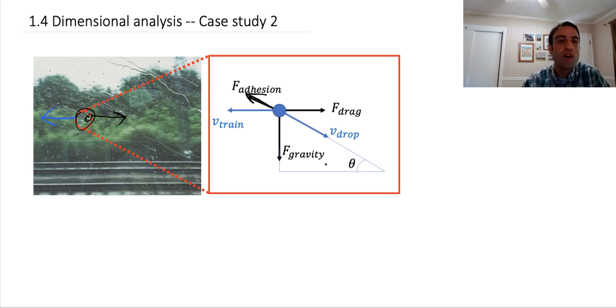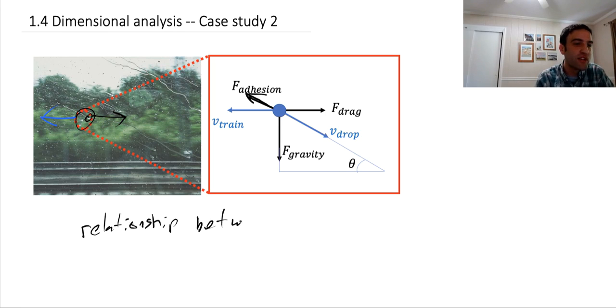So what we want to understand in this case study is, what is the relationship between the speed of the train, which I'll just call v from now on, and this angle theta? So if I just watch the direction that a droplet is moving, can I figure out how fast the train is going? That kind of thing, right? So what do we do?